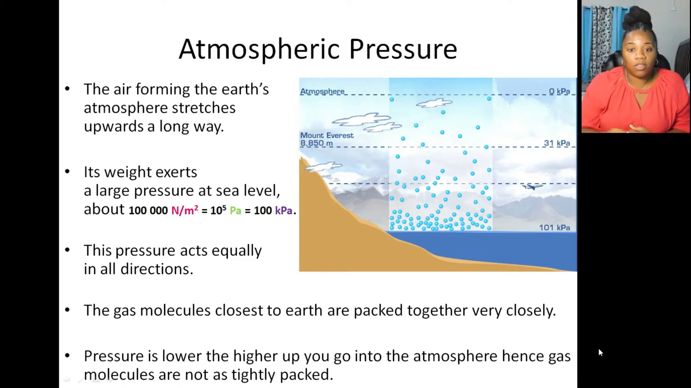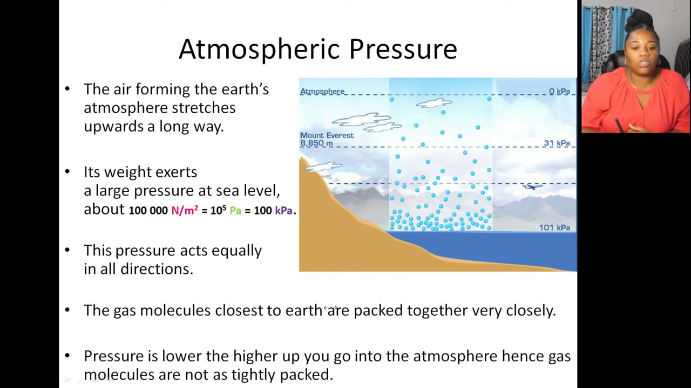However, when we fly up, or when we go up, you feel that change when you go up in a plane and stuff like that. I mean, the change in the density of the air, your body knows what's going on, right? Now, the air forming the Earth's atmosphere stretches upwards a very long way, and it stops after a while when we get to space, because space doesn't have any air. Its weight exerts a large pressure at sea level, measured at 10 to the 5 pascals, and this pressure acts equally in all directions.